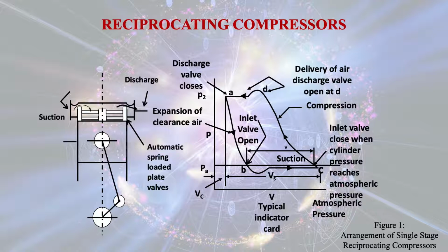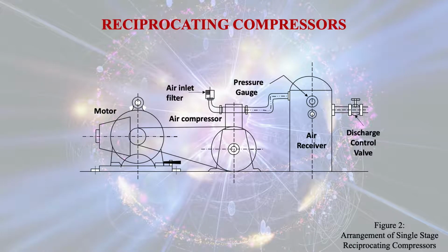So let us see the other processes for the reciprocating compressor. This is another diagram for the arrangement of single stage reciprocating compressor. You see on the left side the reciprocating compressor diagram is there, and on the right side we have the air receiver. The high pressure air will be stored in the receiver, and when the high pressure air is to be supplied, there is a discharge control valve.